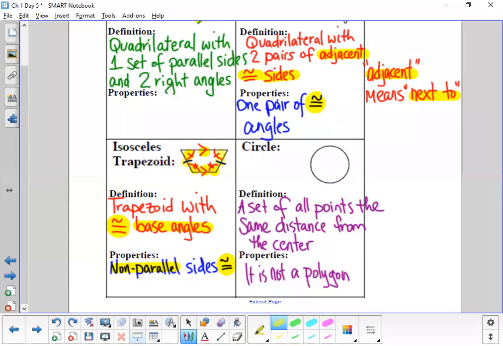And last but not least, we have the circle. A circle has a center, and basically a circle is every single point that's the same distance from that center. And that distance is what we call a radius. We're going to learn about circles next semester. But the interesting thing about a circle is it's not actually a polygon. It is just a set of points. It's every single point that's that same distance from that center point. So there are all the shapes on your Shapes Toolkit.